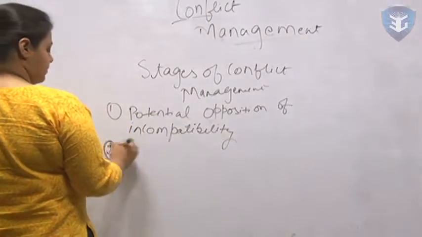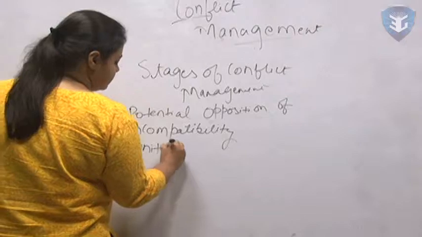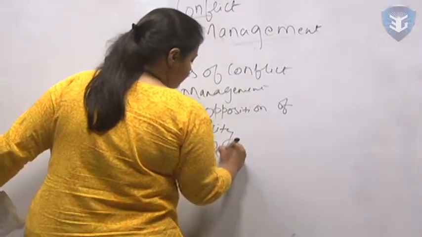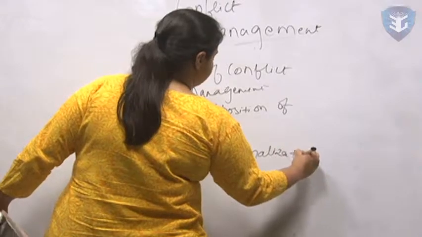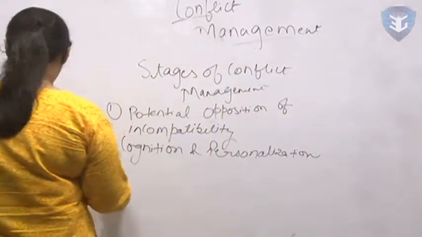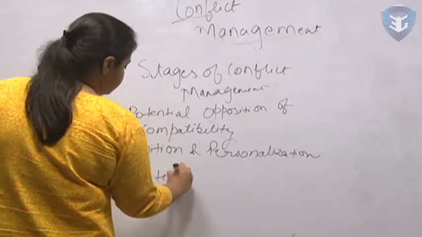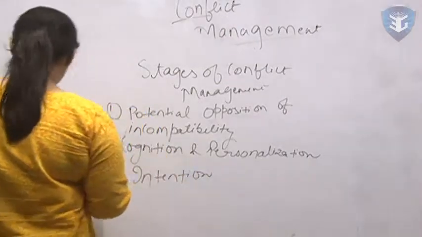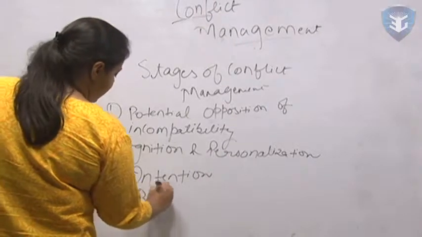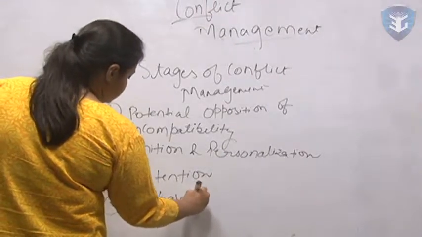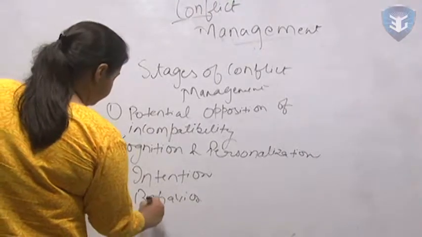Then second is cognition and personalization. To resolve a conflict, they need to personalize with each other. Then third, they need to have that intention of getting the thing resolved. Fourthly, the behavior at the time of resolution, this plays a major role, and lastly the final outcome.